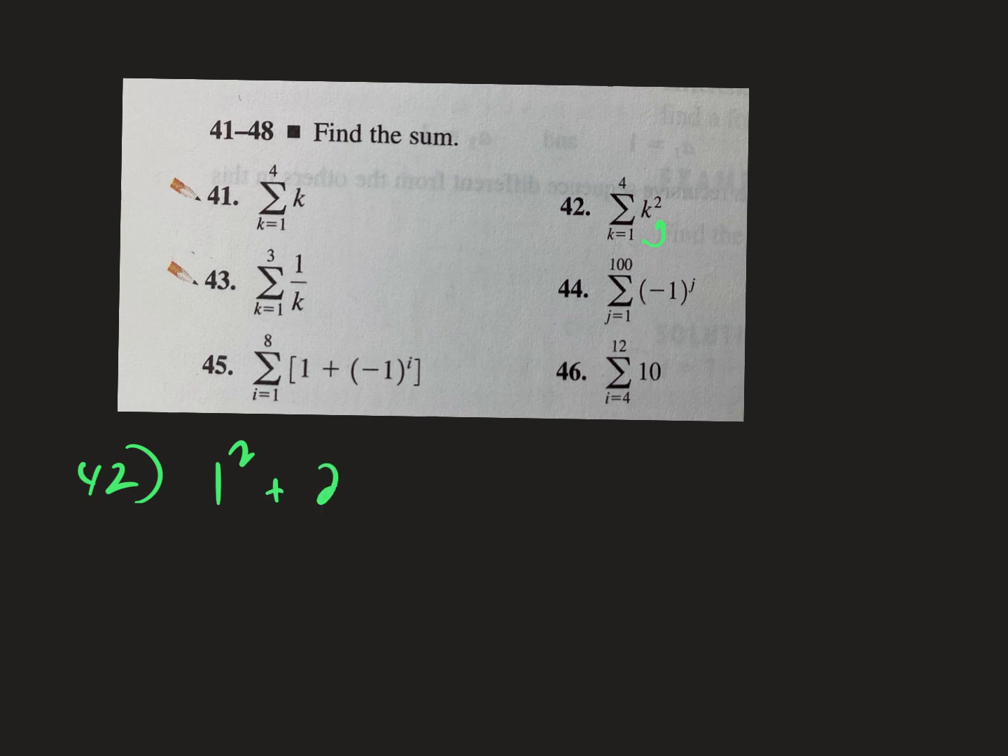And then you keep going up. I'm going to plug 2 in. That's 2 squared. Plug 3 in. That's 3 squared. Plug 4 in. That's 4 squared. Now I'm going to stop at the 4 because the 4 is the top number. The top number is the last number that you plug in.